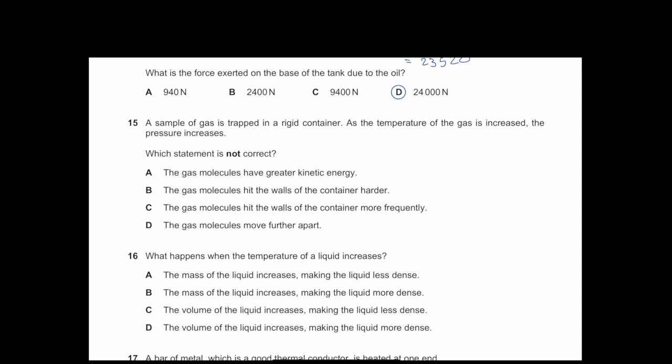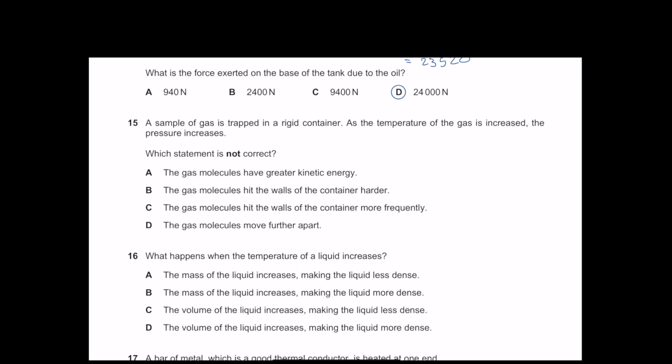So be careful. The gas molecules have a greater kinetic energy. Yeah, it's correct. So I will not choose it, because when the temperature increases, the kinetic energy will increase. So A is correct, but I will not choose it because it's correct. The gas molecules hit the wall of the container harder. Yes, this is also correct, because when we have more kinetic energy, it's going to move faster. So when it moves faster, it will hit the container harder. Actually, this is also correct, so I will not choose it.